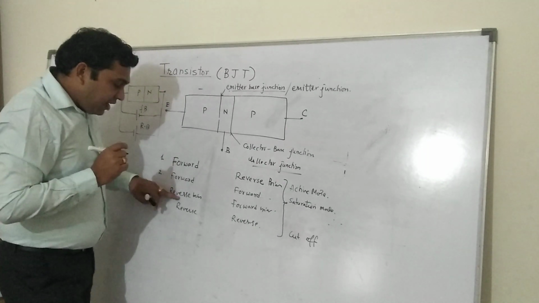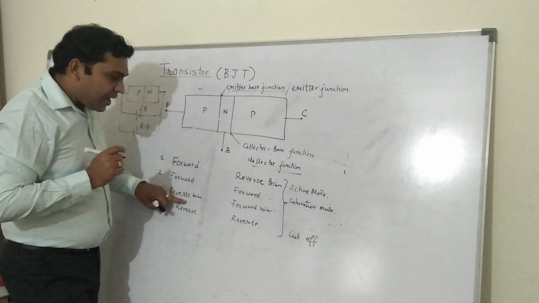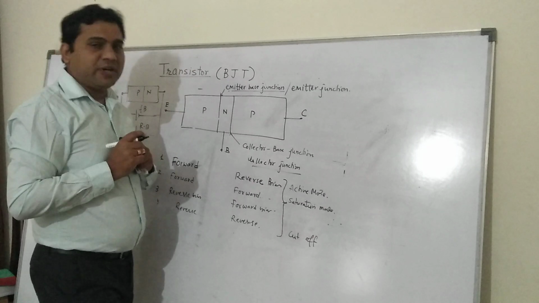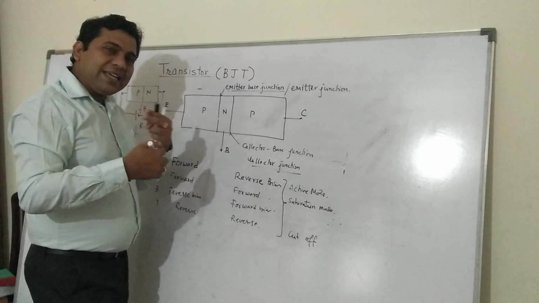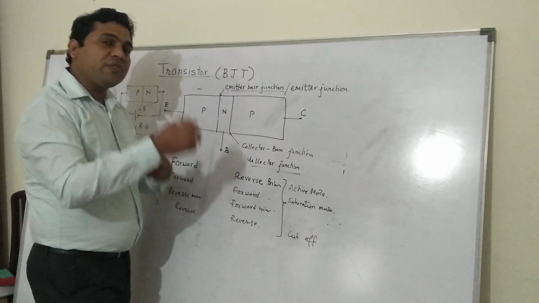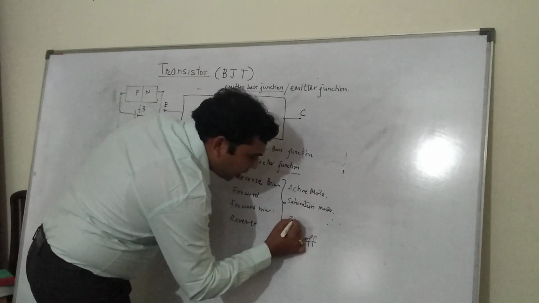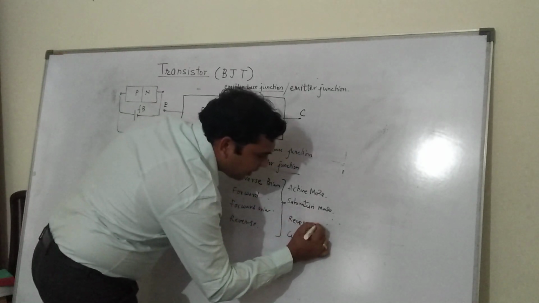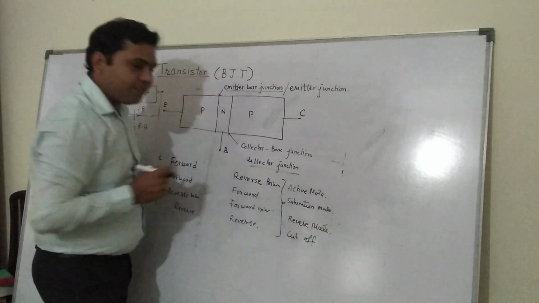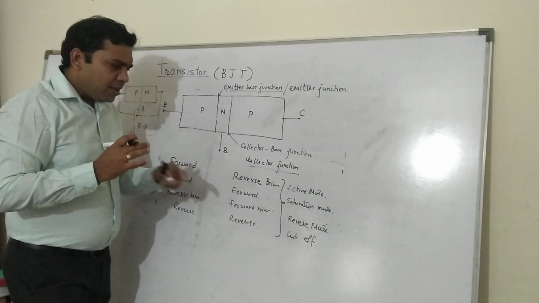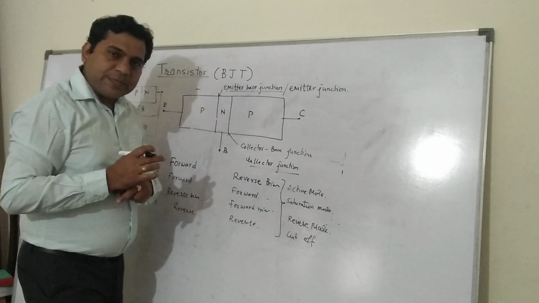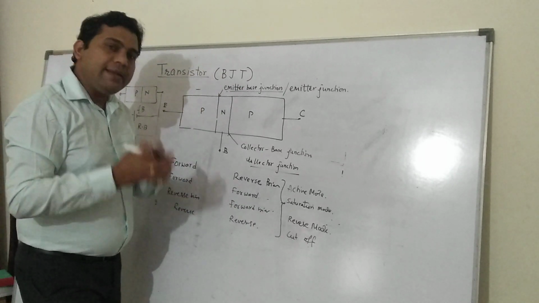Whenever the emitter is reverse biased and the collector is forward biased, this is basically a reverse kind of action that we want from the transistor. This is basically a reverse mode. We will see each and every aspect of these biasings later.